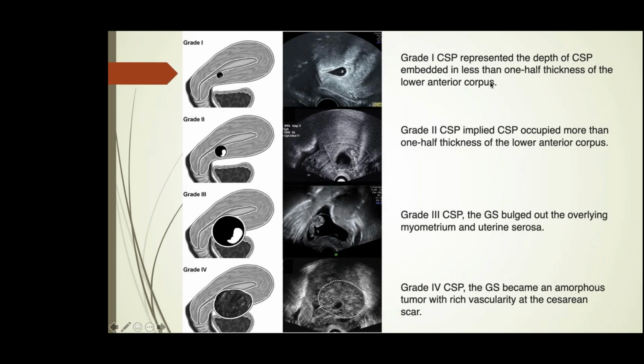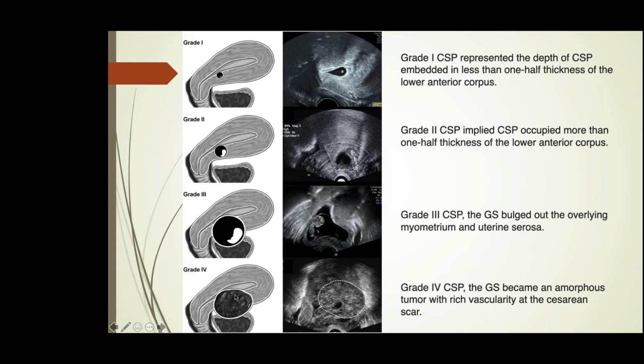Again, there is another classification or grading, grade 1, 2, 3, 4, with the same idea. Grade 1 represents a scar pregnancy embedded in less than half the thickness of the lower anterior myometrium. Here it is less than half. Here it is more than half of the thickness of the myometrium. And grade 3, bulging and going through the uterine serosa.